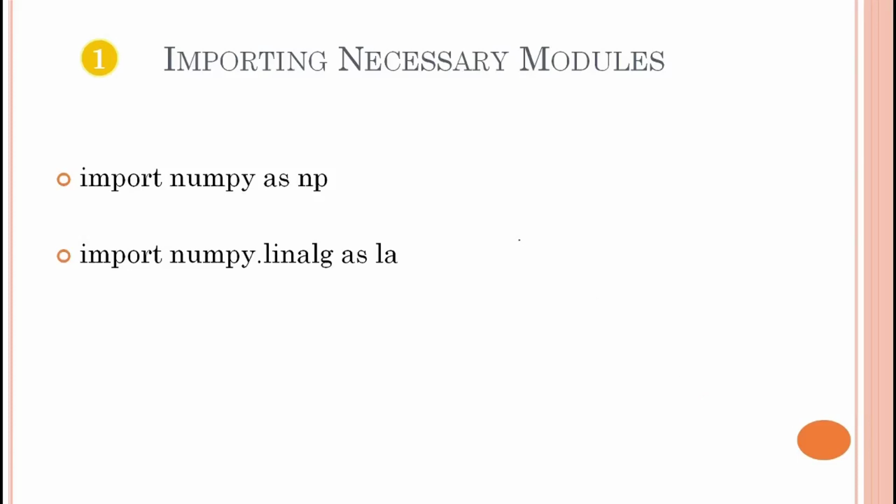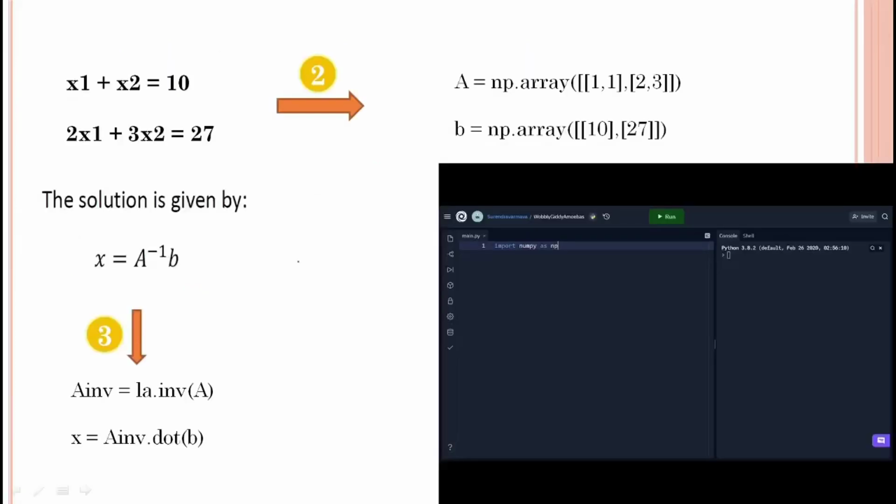So the first thing you need to import is the NumPy module, and later import the linear algebra module located inside the NumPy library. The next step is to represent capital A. Capital A is represented as a NumPy array. The coefficients are 1, 1 and 2, 3, right? And then what is B? B is represented as 10 and 27. So they should be represented like this.